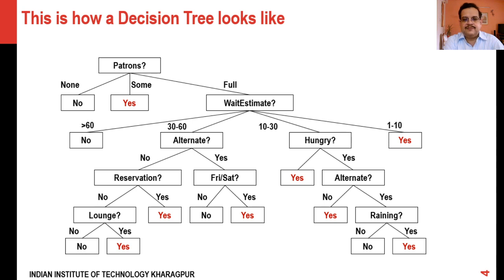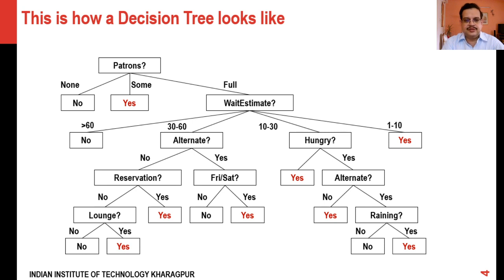On the other hand, if you are hungry, then you will seek, is there an alternative? If there is no alternative, then you will wait. So the decision there also is yes. If there is an alternative, you will seek, is it raining? If it is raining, then you will wait. So there also the decision is yes. But if it is not raining and you are hungry and there is an alternate, then you will not wait.